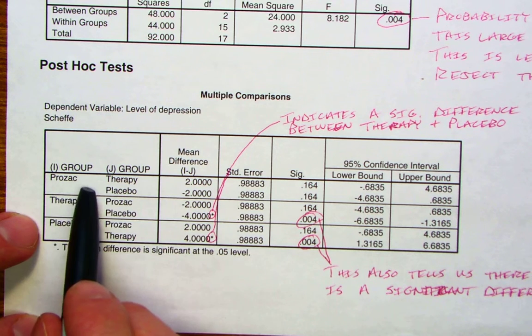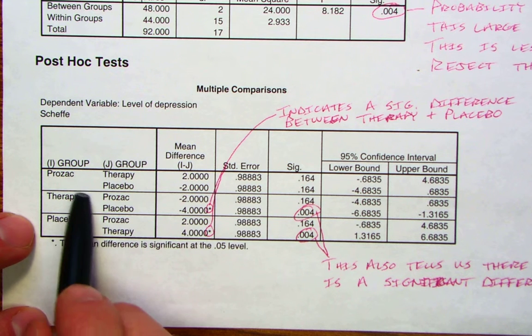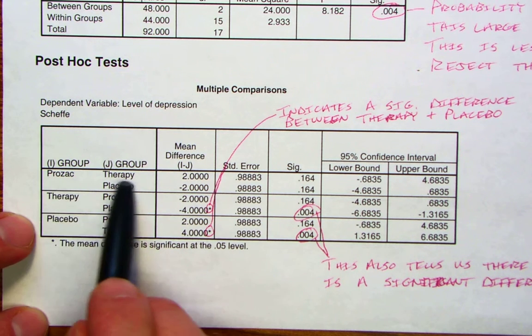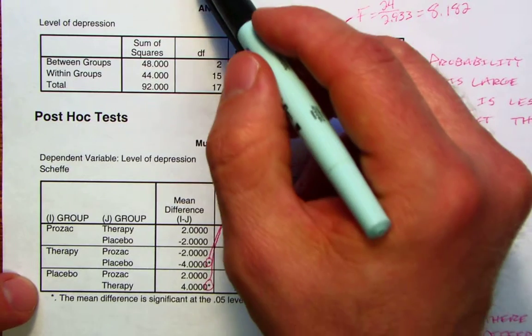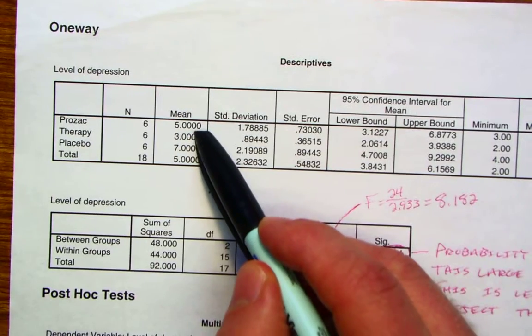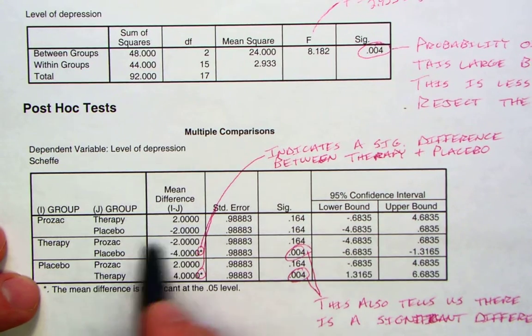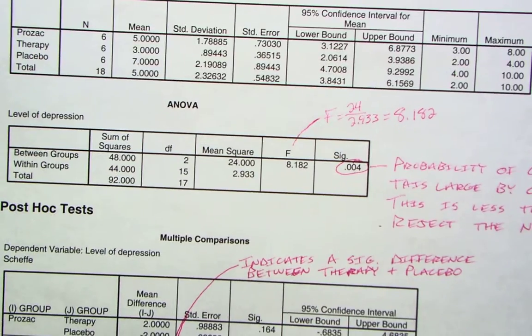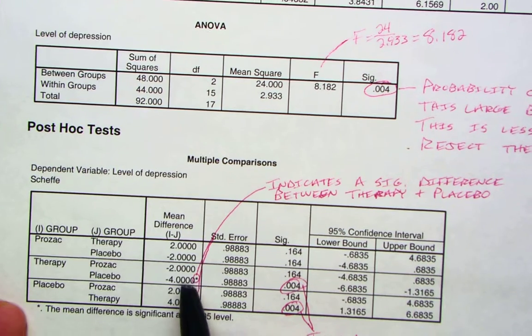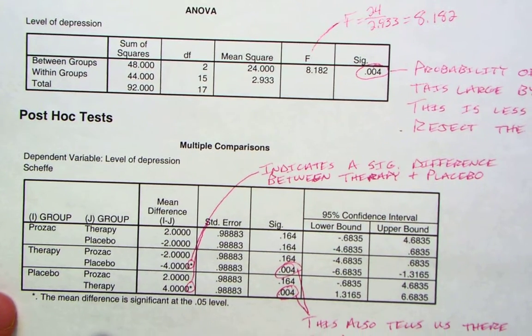And so what we have here is a lot of redundant information in this post hoc test table. We've got the Prozac group and the therapy group, and we're looking at the mean difference between these two. That'd be Prozac 5 minus 3, which gives us this mean difference of 2. Same thing with the Prozac and the placebo group and that mean difference. That would be 5 minus 7, which is why we get the negative 2 here. And so forth. So we've got a lot of redundant information.